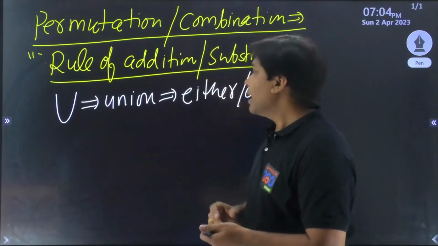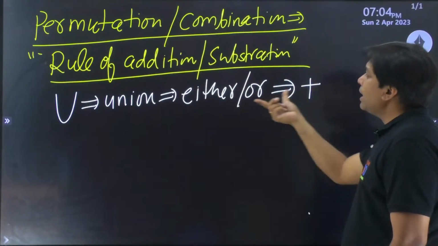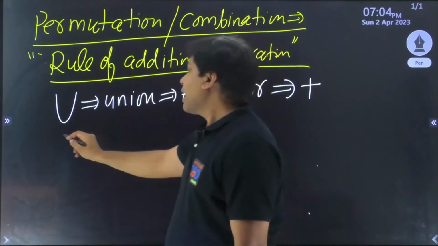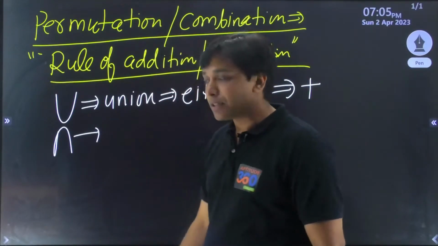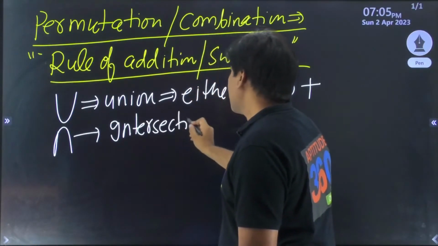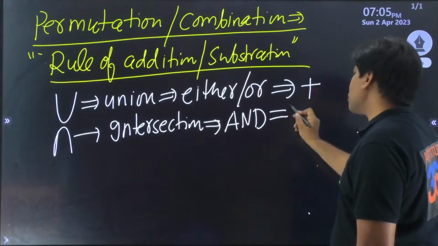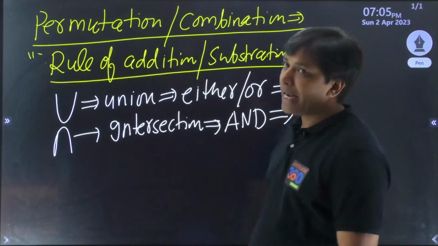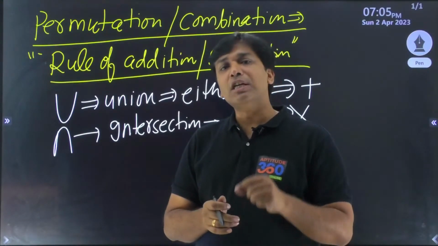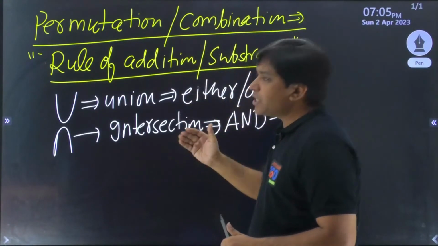All that I'm trying to say is, if we are talking about union, that means the interpretation is going to be either-or, and mathematically you will be adding these numbers. And if we are talking about intersection, the keyword out here is and, and what we should be doing is multiplying. And why am I saying this? Because for the last 2-3 years you have been getting one very simple, very direct question on the rule of addition and multiplication.